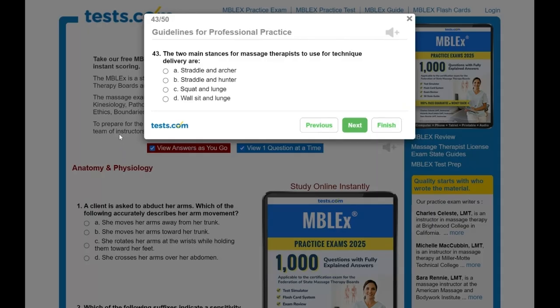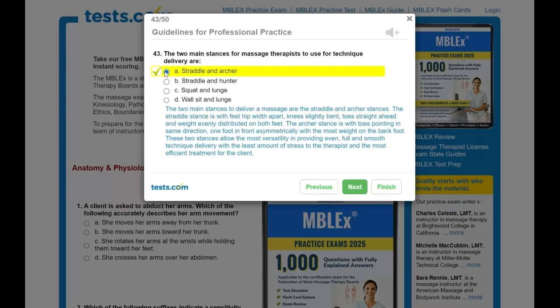Guidelines for professional practice. Question 43. The two main stances for massage therapists to use for technique delivery are: A. Straddle and archer. B. Straddle and hunter. C. Squat and lunge. D. Wall sit and lunge. A. Straddle and archer. The two main stances to deliver a massage are the straddle and archer stances.